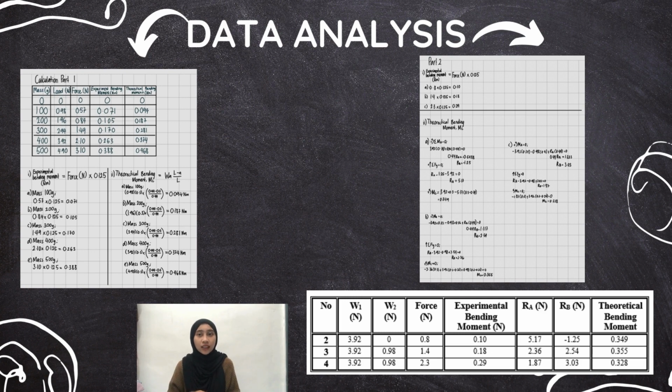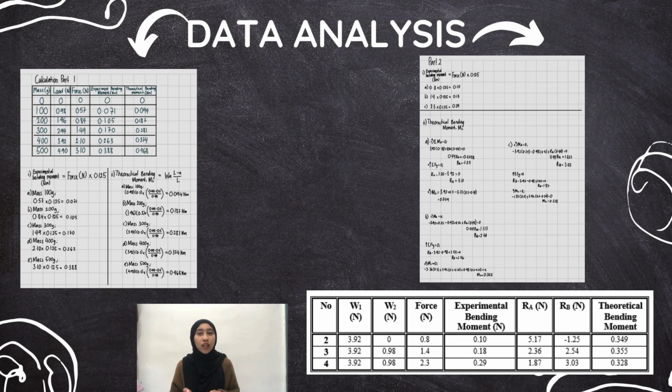All the data that have been obtained will be seen here. We can divide the calculation into two parts based on the requirements needed. For part 1, we need to decide how much mass or load we want. After analysis is done, the force value will come up. For the experimental bending moment and theoretical bending moment, the value can be obtained by using the formula shown.